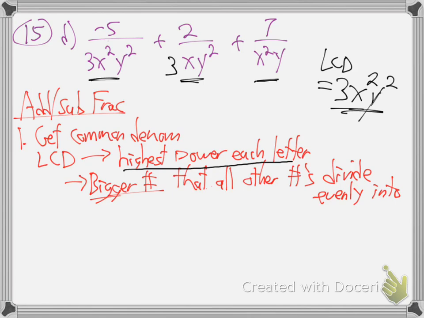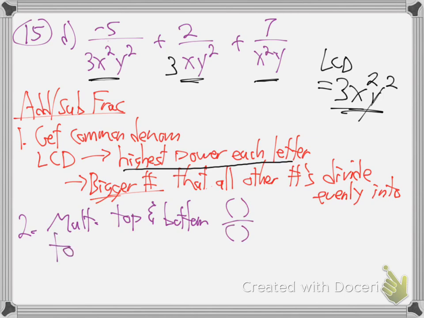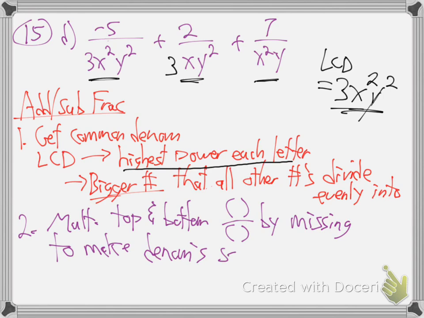Now, what do you do with it? So, let me write step 2. Step 2, you multiply top and bottom by whatever's missing to make the denominators the same, common, right? So we're going to multiply the top and the bottom by whatever's missing to make the denominators the same.